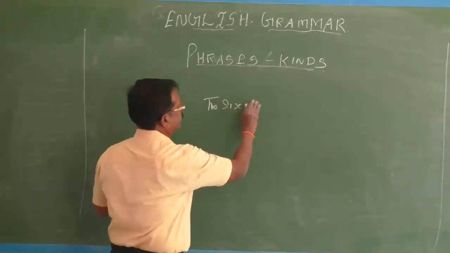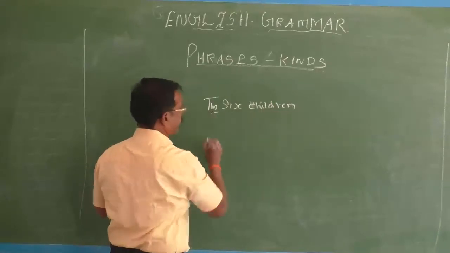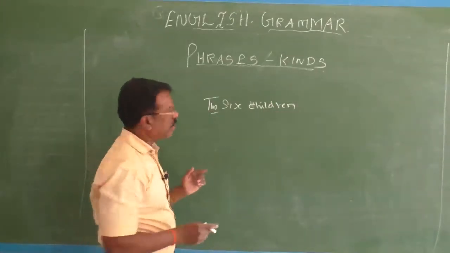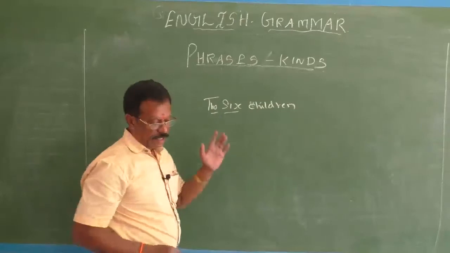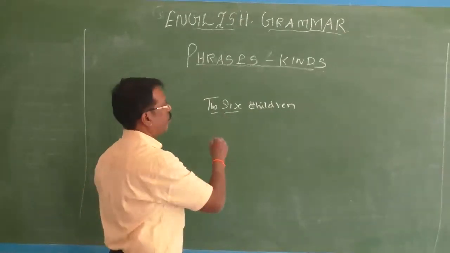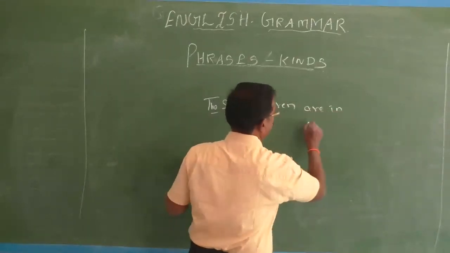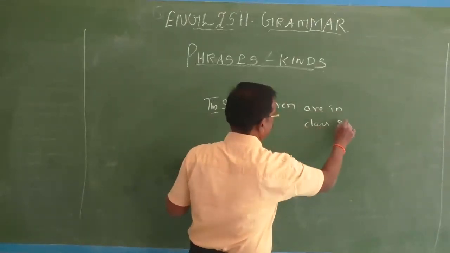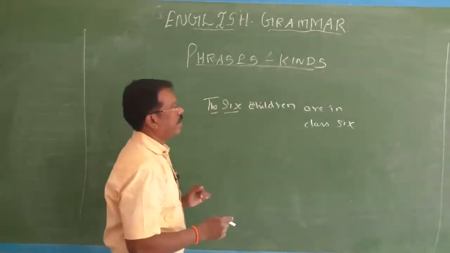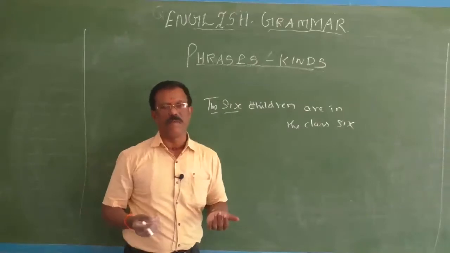There are 6 children. Here the article is a determiner, 6 is a number, and children is the noun head word. It is in the plural form. The 6 children are in class 6. You can frame any sentence by using this.